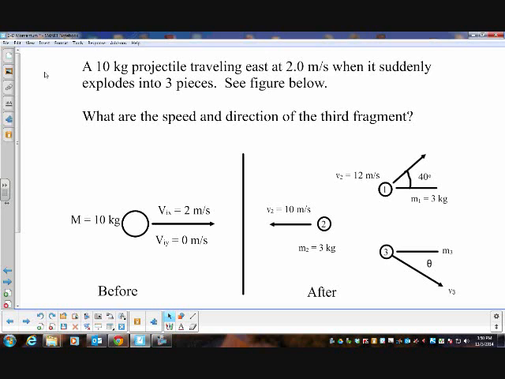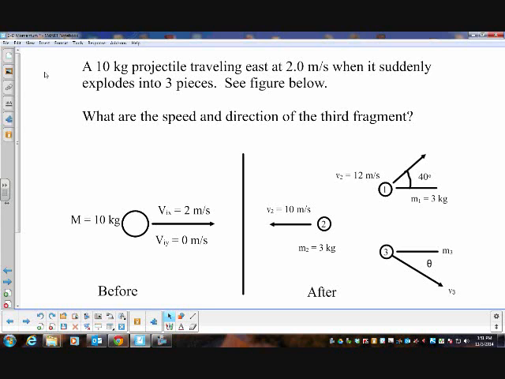Okay, let's take a look at another conservation of momentum problem. Again, we have to look at momentum in two dimensions, in the x and y dimension. This one's a little bit different than the other problem I had done. We have a 10 kilogram projectile. It's moving at some velocity, only in the x direction, not in the y, and it explodes into 3 pieces. Lovely. We want to figure out the speed and direction of the third fragment.